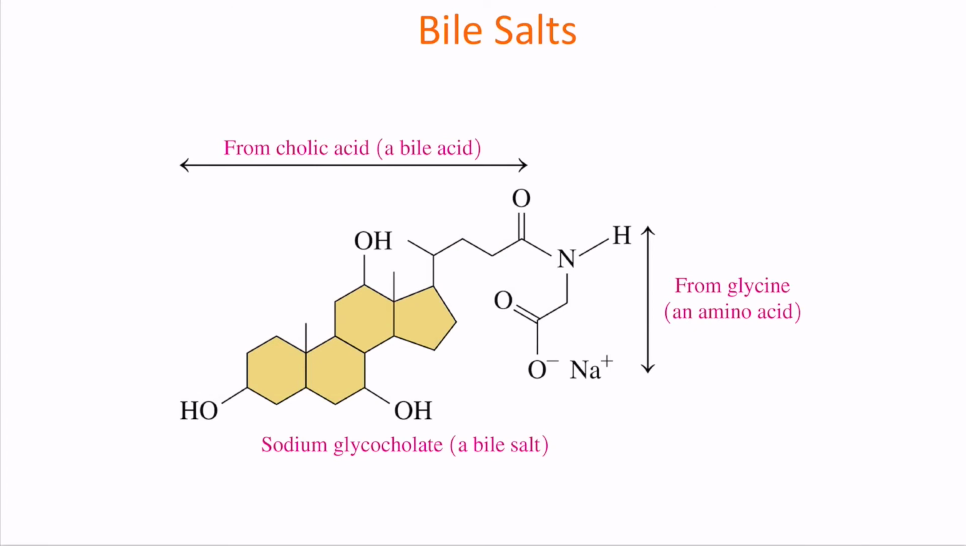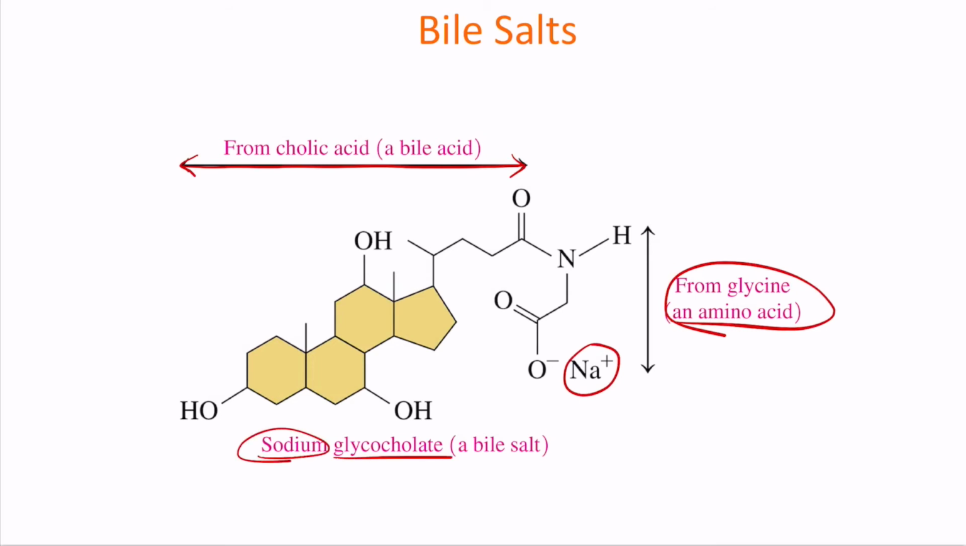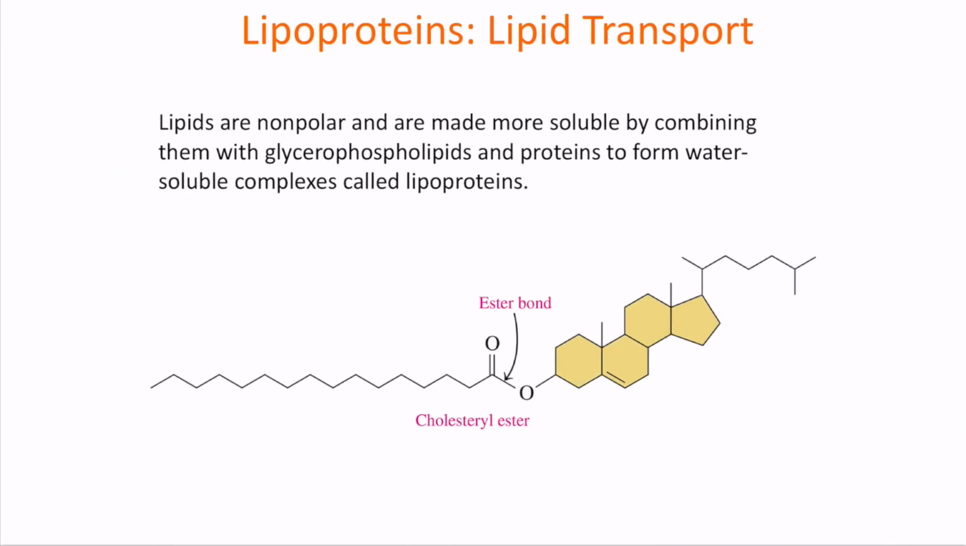So what is the general structure here? Again, the steroidal structure stays the same. You have a cholic salt. There's a cholic acid from here to here, and you have glycine as the amino acid attached to the structure. And because it's a sodium salt, we write it as sodium glycocholate, which is the bile salt.